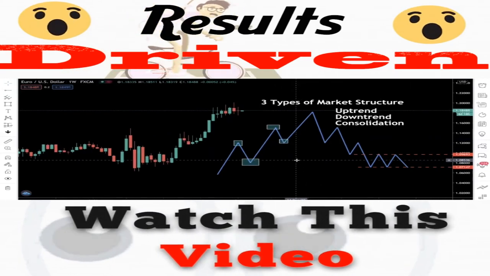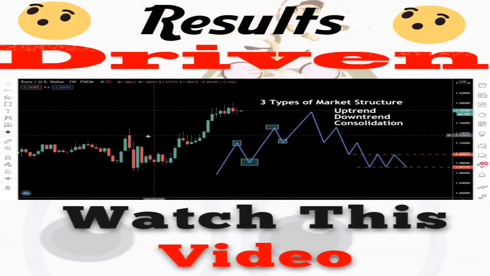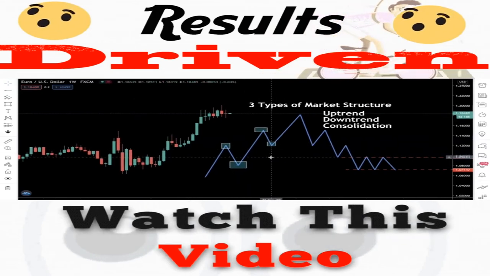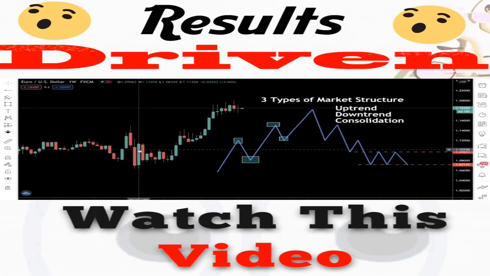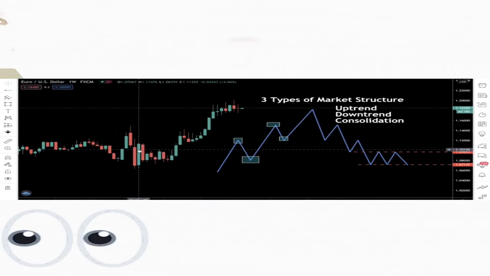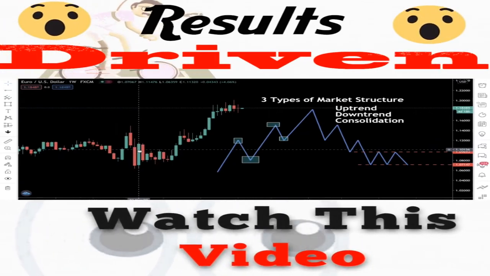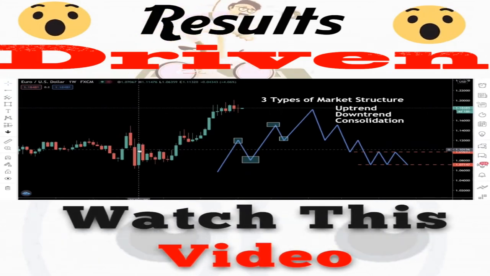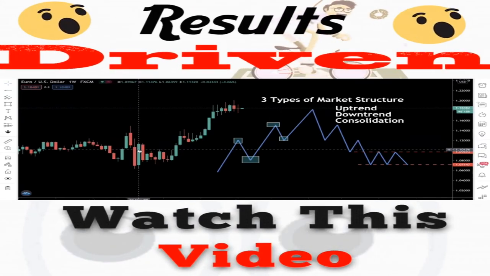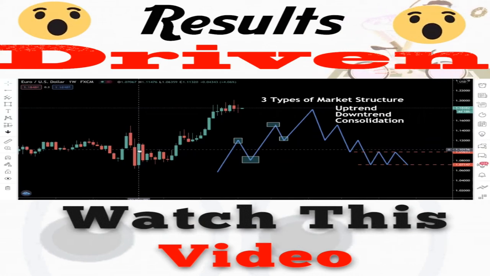Okay, it's really simple, but sometimes you might struggle when it comes to identifying. So later I'll show you in the charts, as well as a trick which you can apply to help you identify this easily. Now, understanding the market structure is very important. It's the first step of any trading strategy. I don't care which strategy you are using, you should always be looking at the market structure.